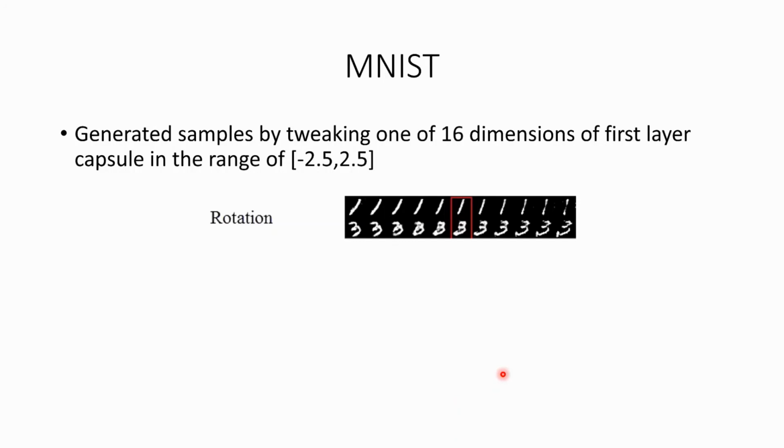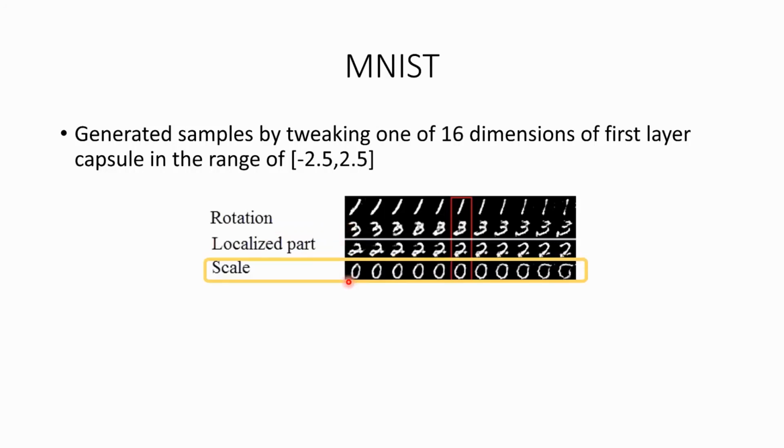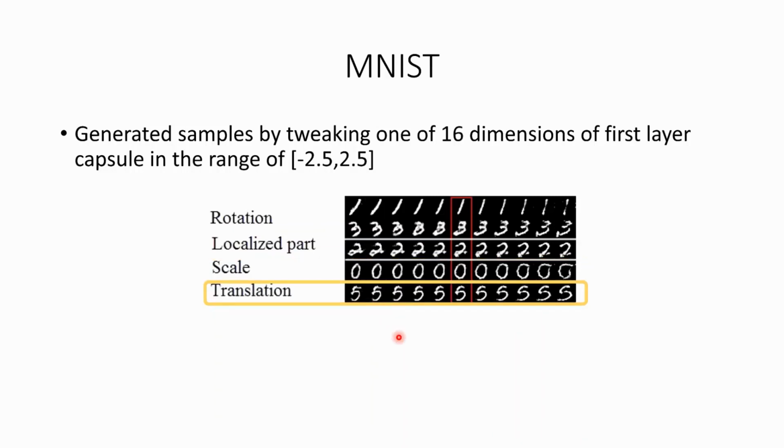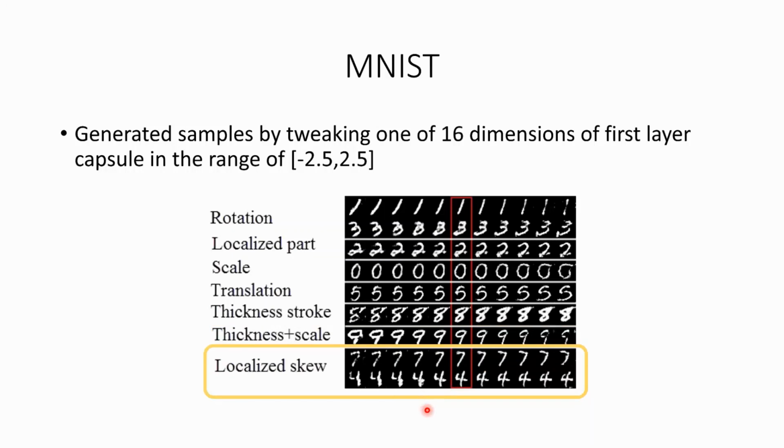And the final layer is basically the regular transpose convolution. Here we have generated samples for the MNIST dataset, and what we did here is that we take the capsules of the first layer and we tweak one dimension of that in the range of -2.5 to 2.5. By tweaking different dimensions, as we can see, we can generate samples that have different properties. Here, by changing one dimension, we change the rotation in the generated samples. For another dimension, we have localized part, and we have scale, translation, thickness of a stroke, and thickness plus scale in these samples. And finally, localized skew can clearly change here when we tweak one of the dimensions.